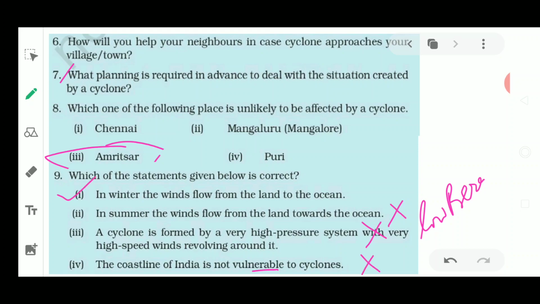So the first point is correct: in winters the wind blows from the land towards ocean. Why is it moving from land towards ocean? Because in winters the land is going to cool at a faster rate as compared to the sea, and so the wind is going to flow from land towards ocean.